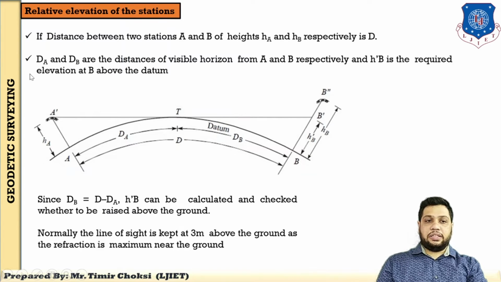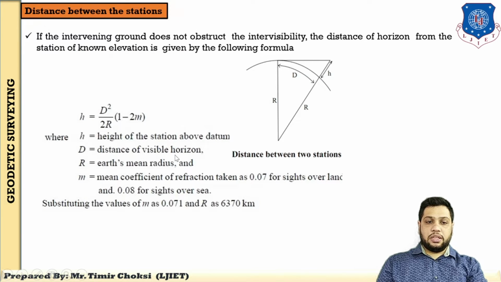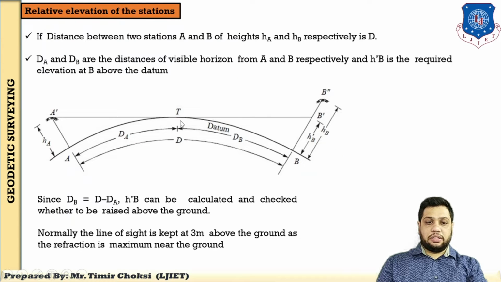Now, the second factor is the relative elevation of the station. Suppose the distance between two stations A and B, of heights HA and HB respectively, is D. So the height of station A is HA and the height of station B is HB, and the distance between the two stations is D. Now, dA is the distance of the visible horizon, up to the visible horizon point T. This is the distance dA, and for station B the visible horizon point is also T. So this is the distance between the station and the visible horizon.